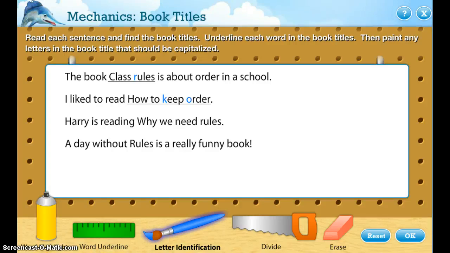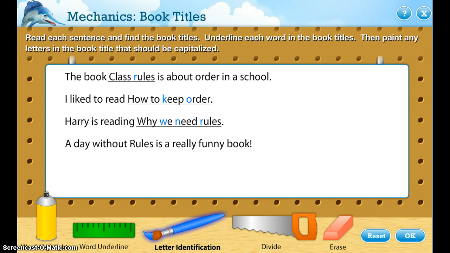Now let's look at the next sentence. Harry is reading Why We Need Rules. Reread it to yourself and see if you can discover what we need to fix in this one. Okay, well we know we need to underline the title, Why We Need Rules, and what should we capitalize? That's right. In this sentence, we're going to capitalize We Need Rules in this title of the book.